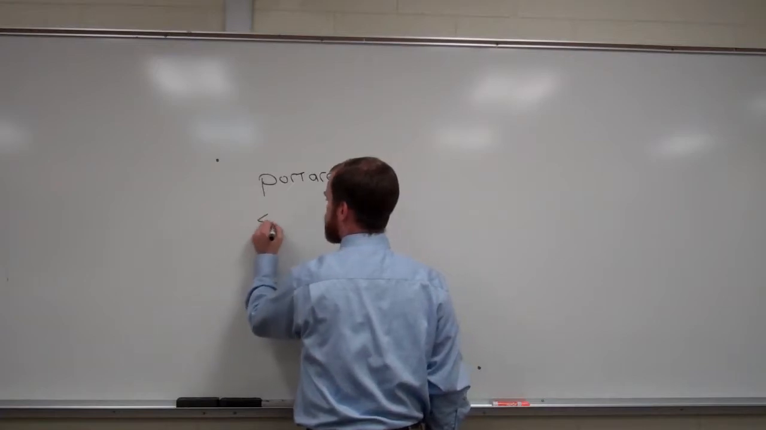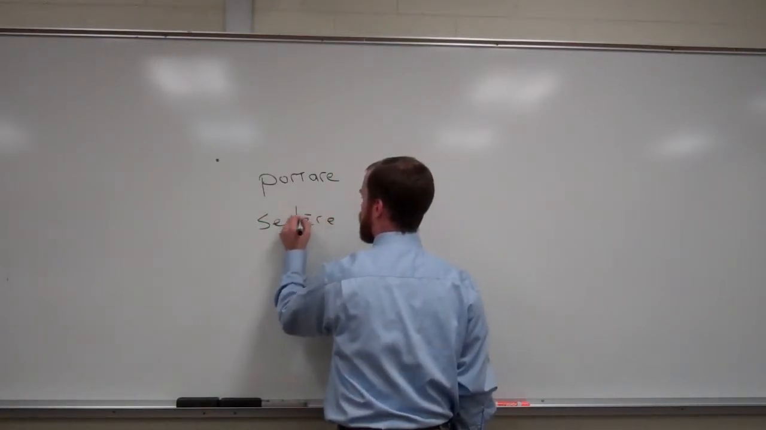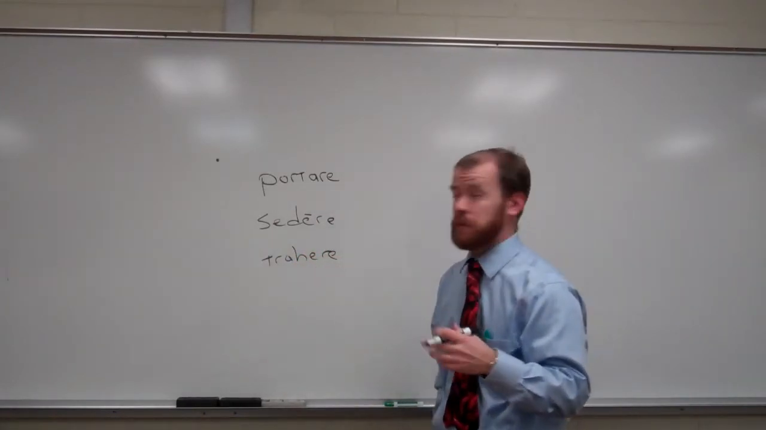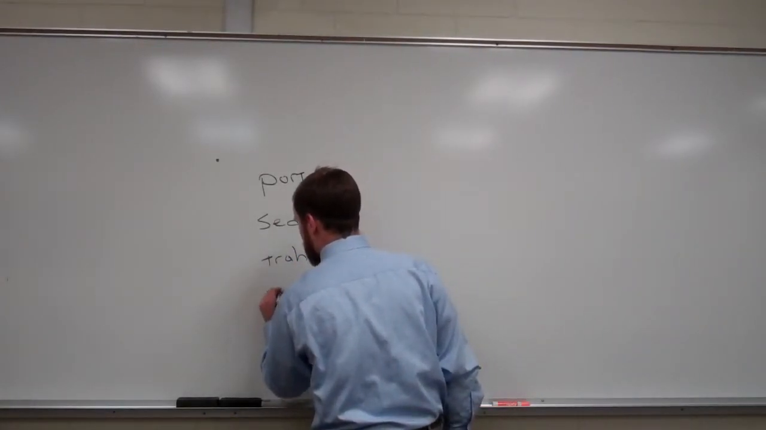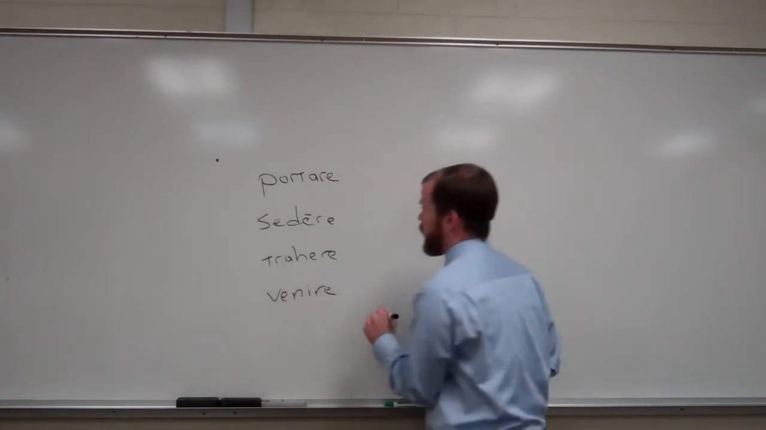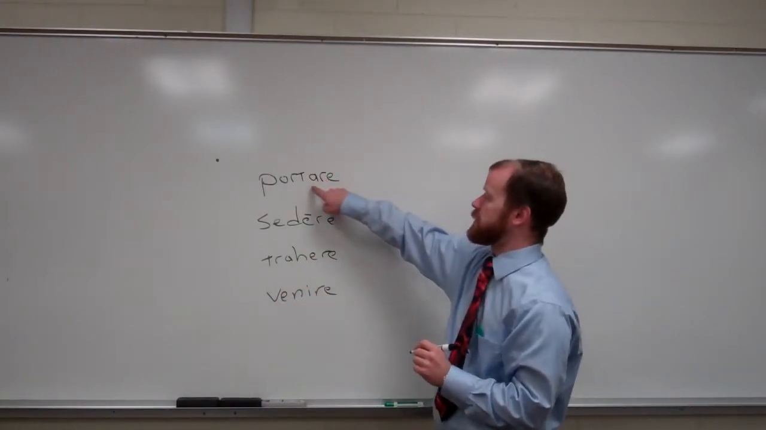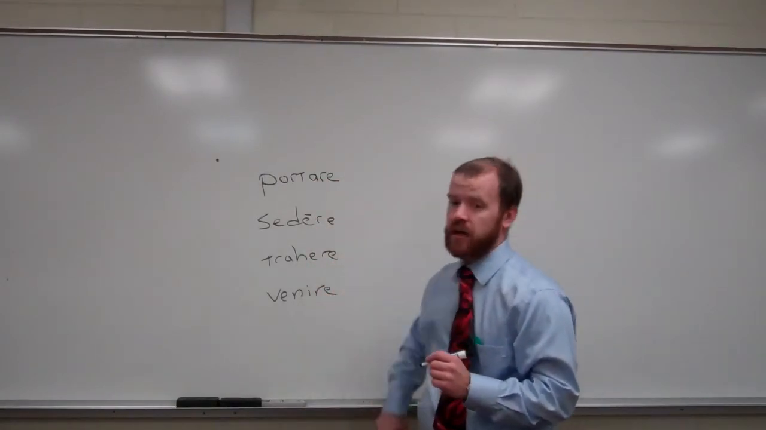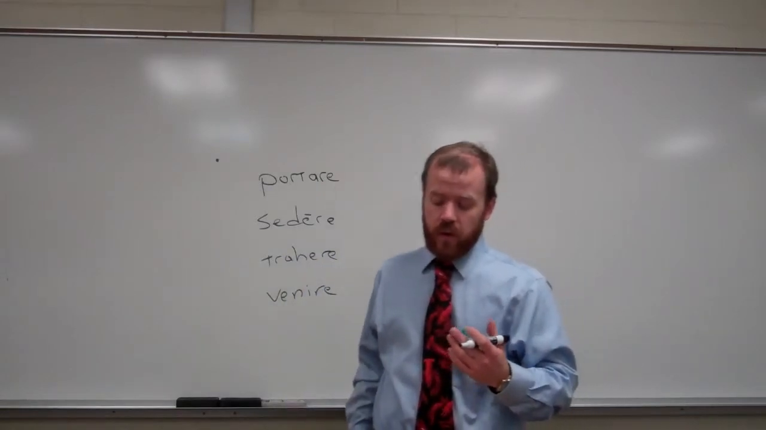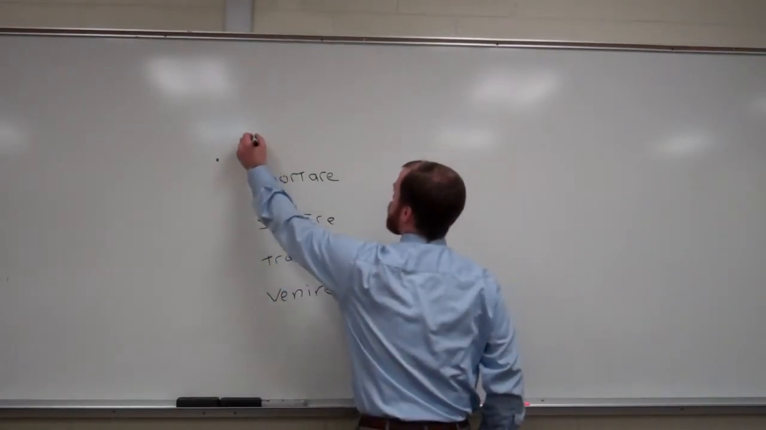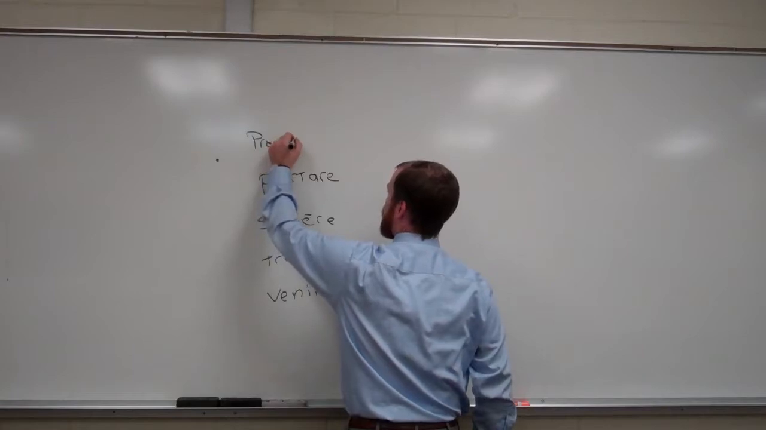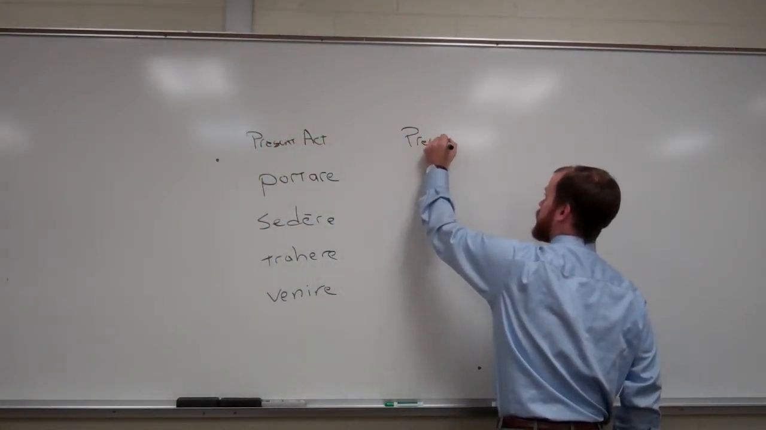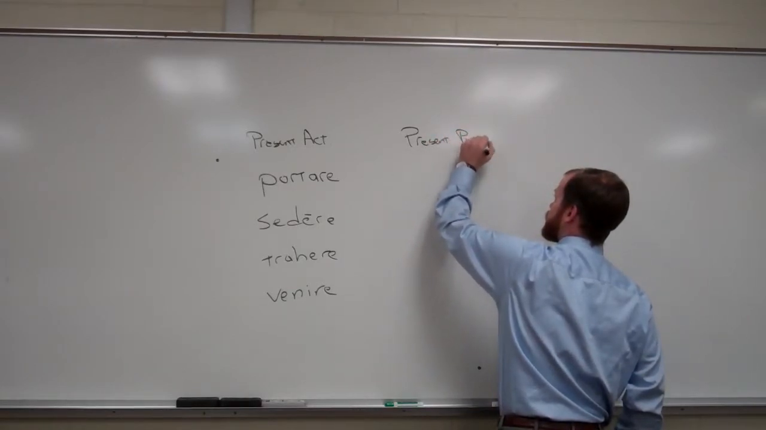Portare, sedere, trahere, then let's just do venire. Alright, so we have first, second, third, and fourth. And we identify them, remember, by the vowels: A, long E, and I. Right? So this is the present active infinitive. And so we're going to form the present passive infinitive.